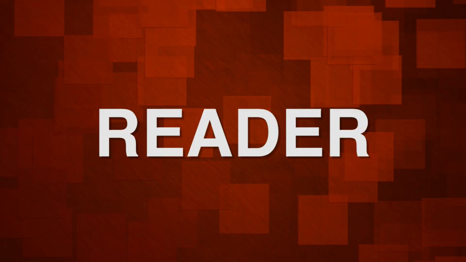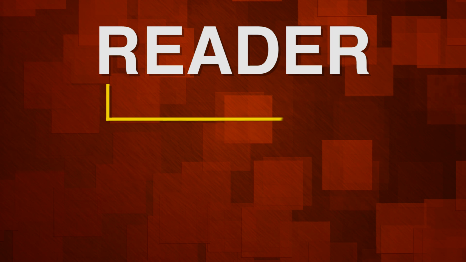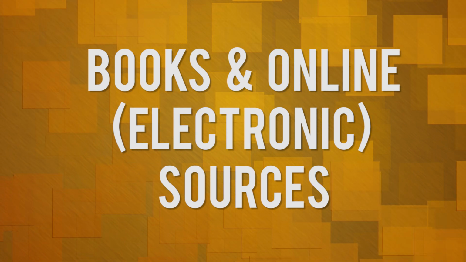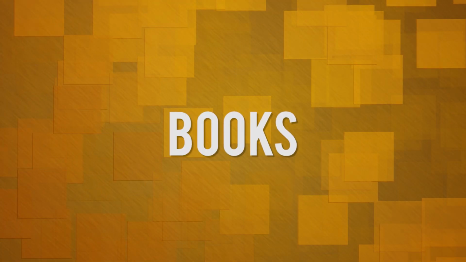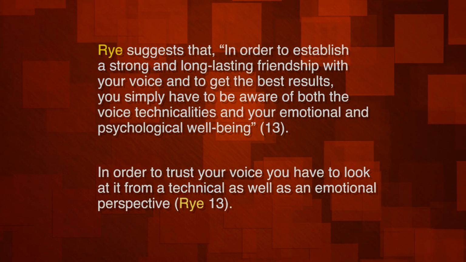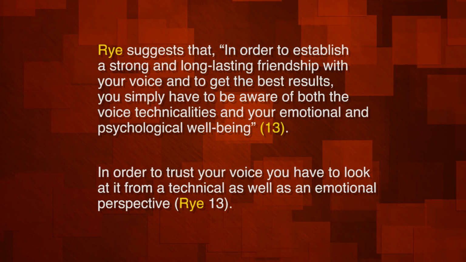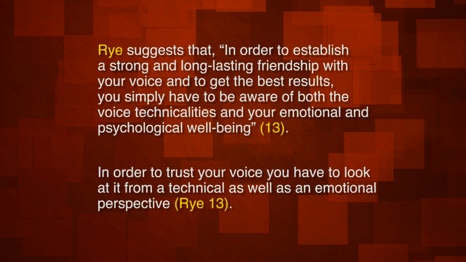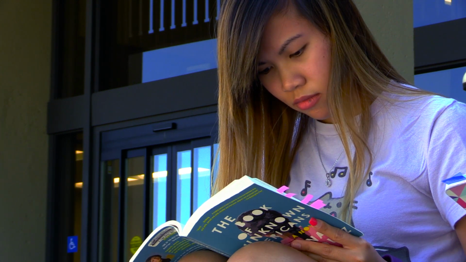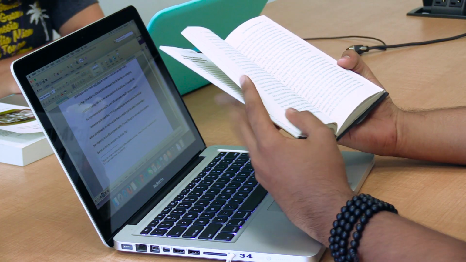The purpose of the in-text citation is to lead the reader to the appropriate citation in works cited. We'll go over the 2 most common ones, books and online or electronic sources. Books. In an in-text citation for a book, the author's name must appear either in the sentence or in the parentheses at the end. The page number will always be in the parentheses and will never be part of the sentence. There are many ways to do this based on the context of what you're writing and the stylistic choices you make as a writer.